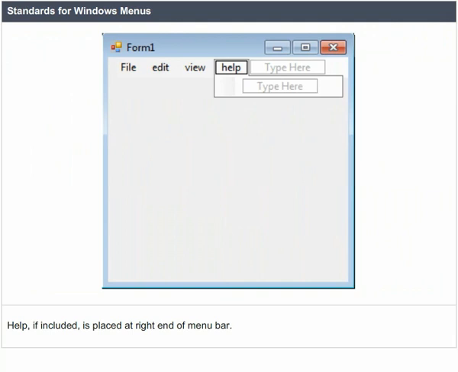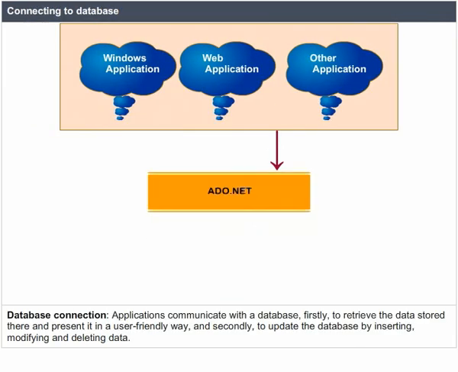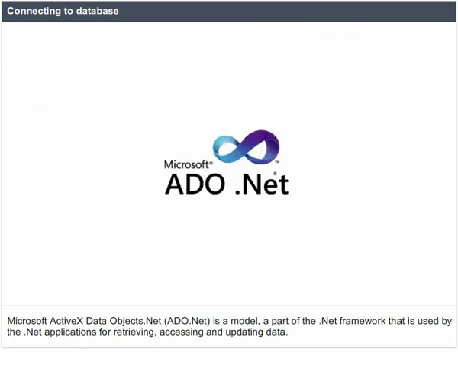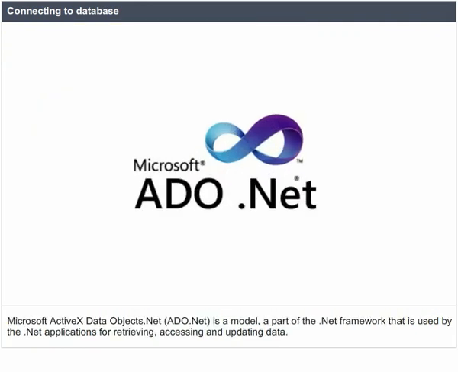Connecting to database. Database connection. Applications communicate with the database firstly to retrieve the data stored there and present it in a user-friendly way, and secondly to update the database by inserting, modifying, and deleting data. Microsoft ActiveX Data Objects.net, ADO.net, is a model, a part of the .NET framework that is used by the .NET applications for retrieving, accessing, and updating data.